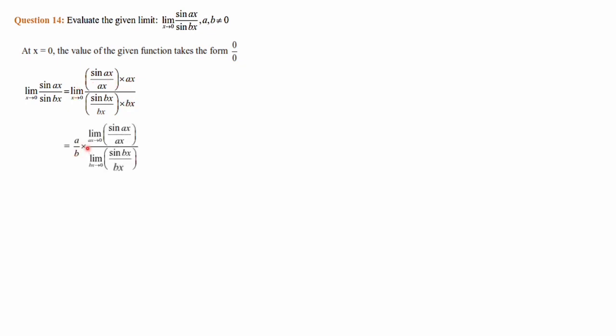So a by b into limit, here x tends to 0, but here ax. As x tends to 0, ax also tends to 0. So limit ax tends to 0, sin ax by ax. Take the limit separately in the numerator and the denominator. Here bx is there. As x tends to 0, bx also tends to 0. Limit bx tends to 0, sin bx by bx. The reasons we have explained. So a by b into limit ax tends to 0, sin ax by ax. Both numerator and denominator, by using the formula, will give us 1 divided by 1. That is equal to a divided by b.